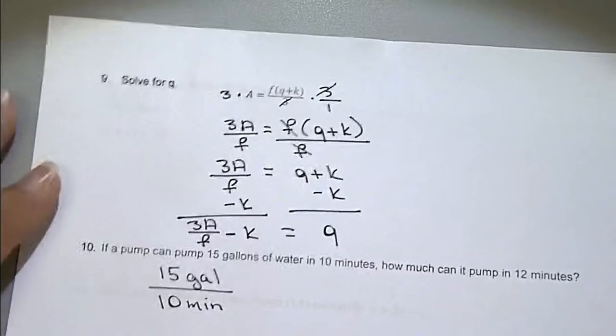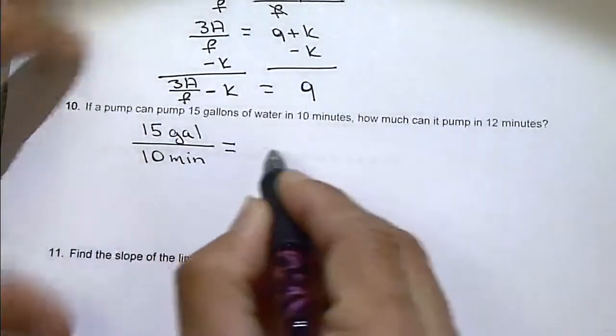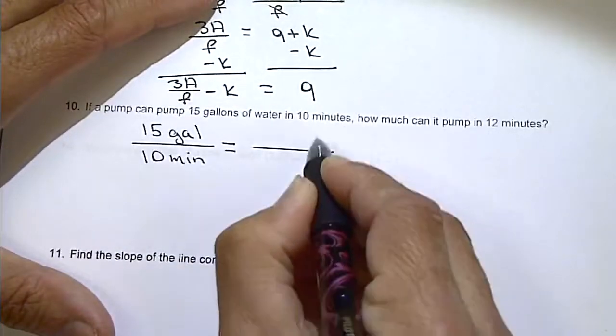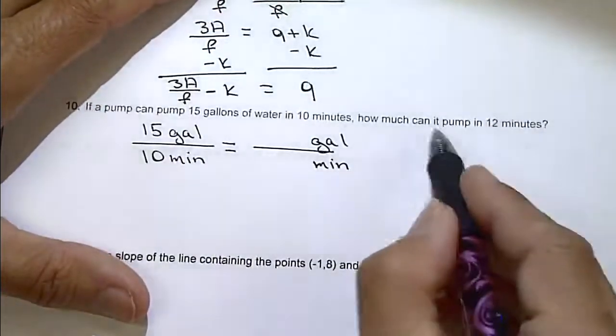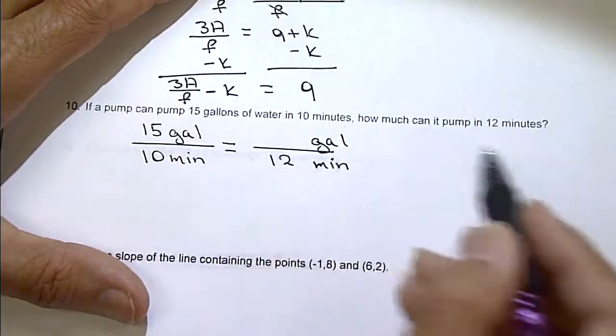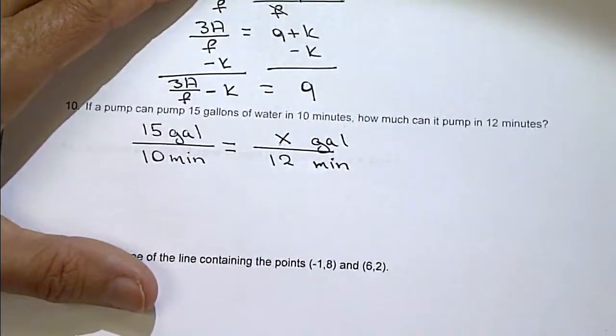Okay, so I've got 15 gallons in 10 minutes, and that's got to be, how much can it pump? That's going to equal, okay, so I've got to put minutes here, and I've got to put gallons over here. The labels have to match. So what did they tell me? They told me they wanted 12 minutes. And that means this is my unknown. Okay? And so once you've set it up, it's easy.